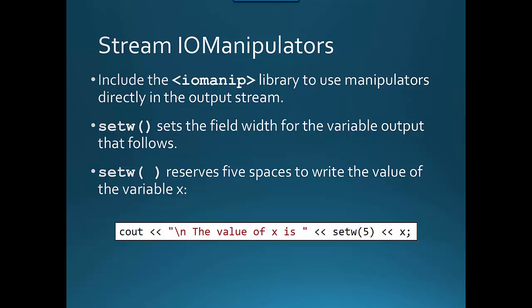There's other things you can do. When you include the iomanip library, you can use a function called setw. Setw sets a field width for the variable output. So if you say cout the value of x is and setw 5, it'll display x, but it'll always use 5 spaces to display x. And that can be useful when you're trying to create a program where you're displaying numbers in columns.